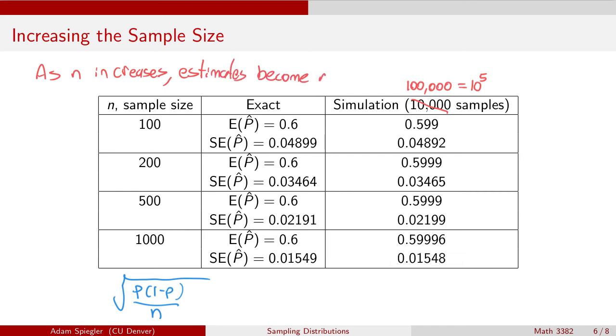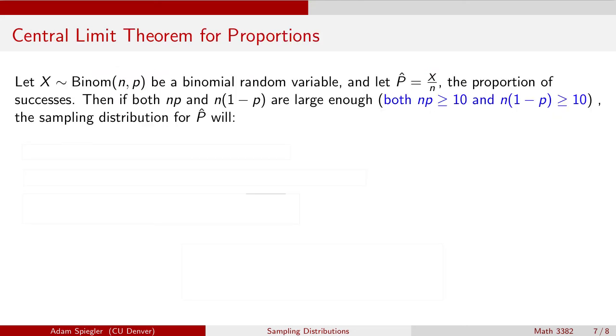And if we go all the way out to 1,000, we're pretty much matching up with what we would get with the theory almost exactly. Okay, so now let's summarize all of these results in what's called the central limit theorem now for proportions.